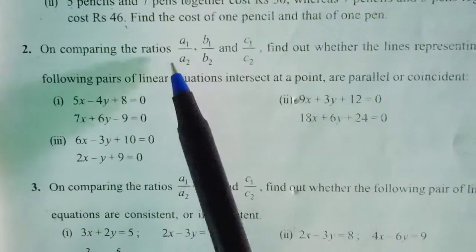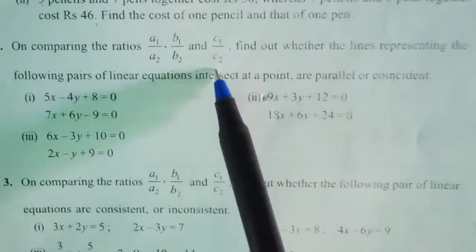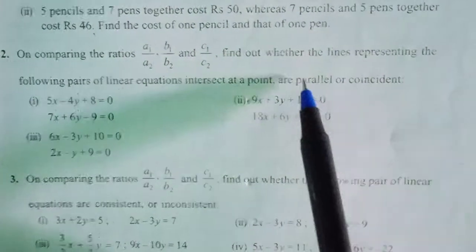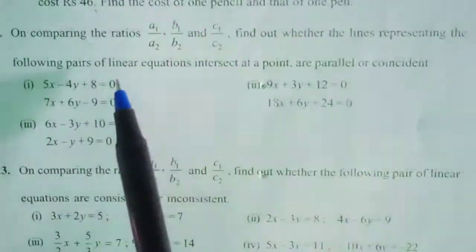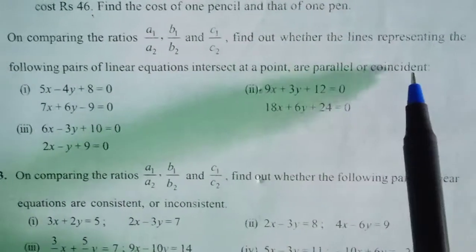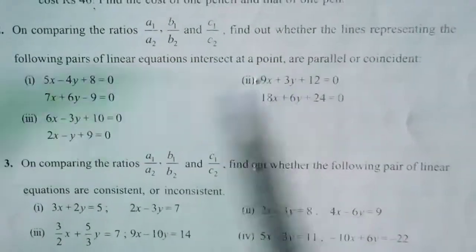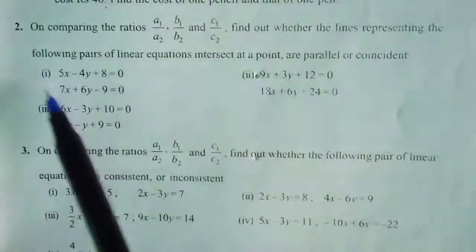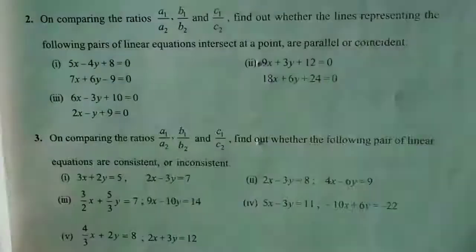Question number 2: On comparing the ratios a1 upon a2, b1 upon b2 and c1 upon c2, find out whether the lines representing the following pairs of linear equations intersect at a point, are parallel or coincident. There are three parts. One question I am going to solve, and the remaining you have to solve yourself. So see how to solve.